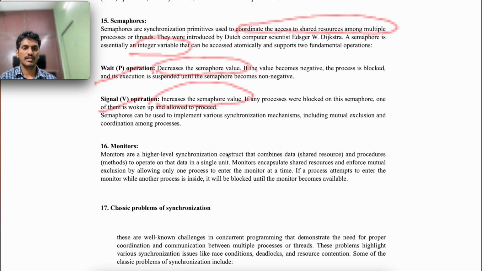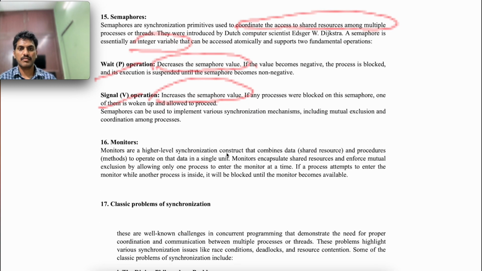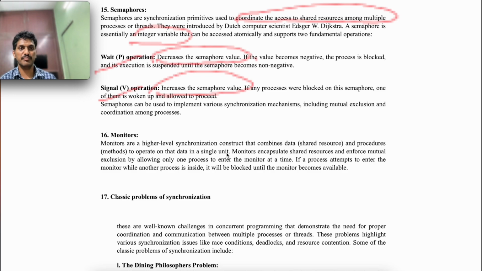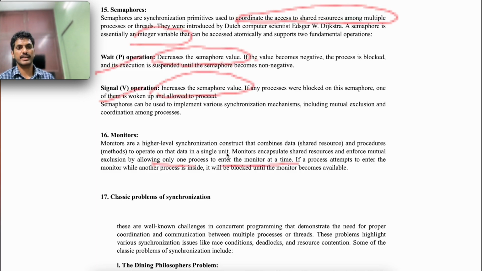Okay. Monitor. Monitors also do the same thing, synchronization. Synchronization is coordination, creating the environment of coordination, allowing only one process to enter the monitor at a time.